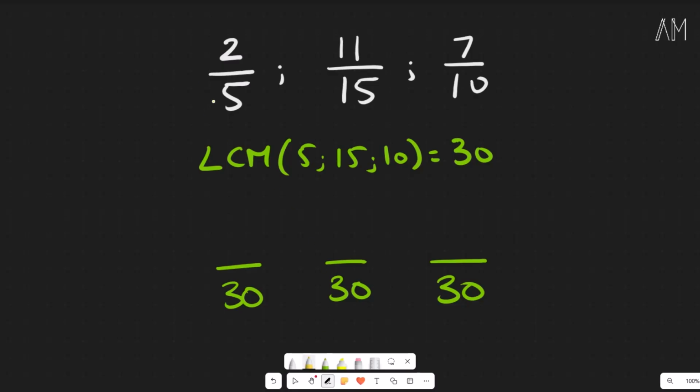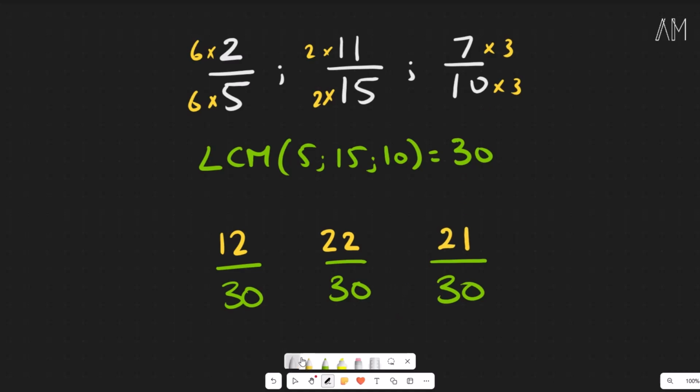So ask yourself, what do I do to the first one to make it 30? I will multiply by 6, and I will do that up and down. I will get 12 over 30. Here I will multiply by 2, 22 over 30. And here I will multiply by 3, 21 over 30. And there we go.